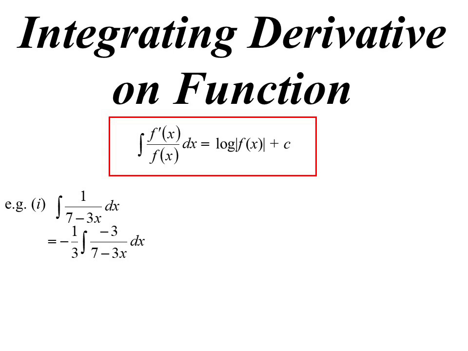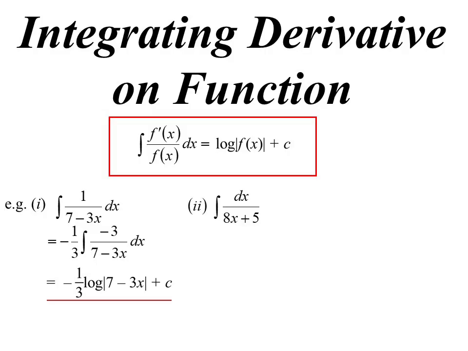Let's create the derivative on top. I want negative 3 on top. Balance it out, negative 1/3 out the front. I now have derivative on function, so I know it goes back to the log of that function, so the log of the absolute value of 7 minus 3x.